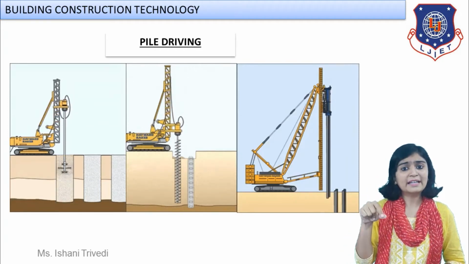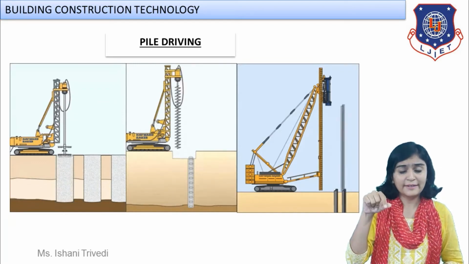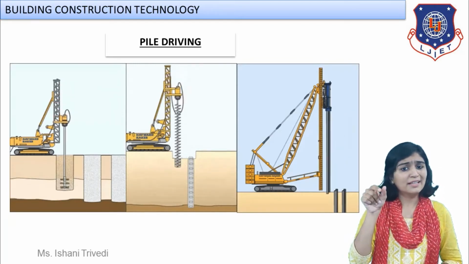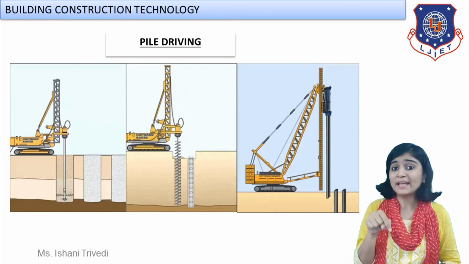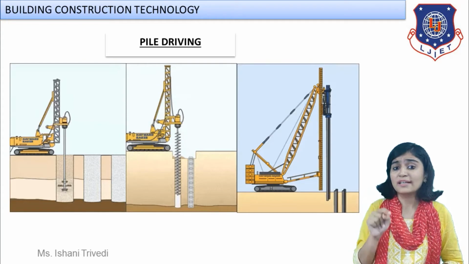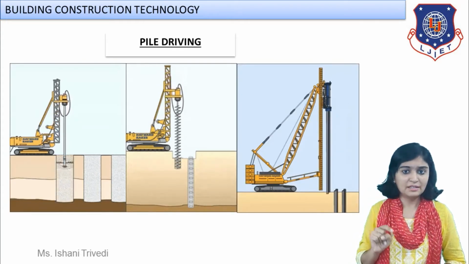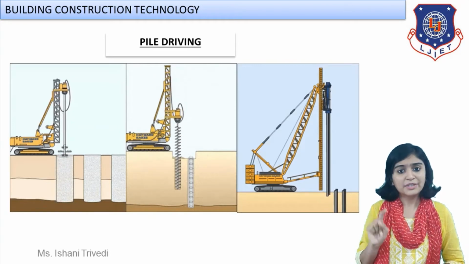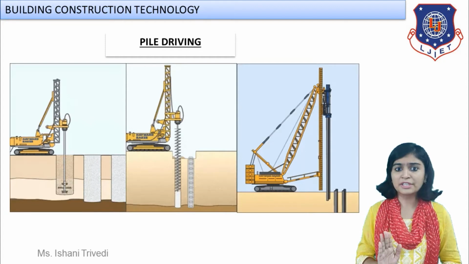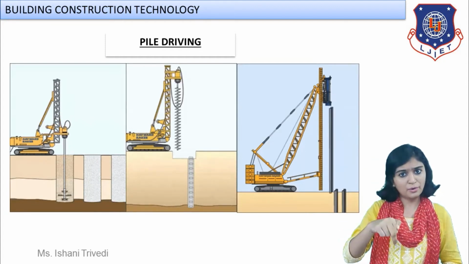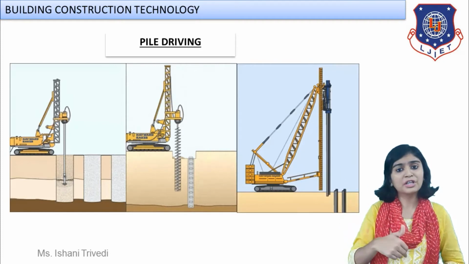In the second image, you can again see a borehole is created, but this time the borehole is slightly thin. And inside the borehole, what is placed, which is already constructed, is the reinforcement cage, right? In the third image, you can see that your pile foundation is ready, right? You don't have to do concreting work. You don't have to construct a borehole. You don't have to insert the reinforcement cage and then perform the concreting work.